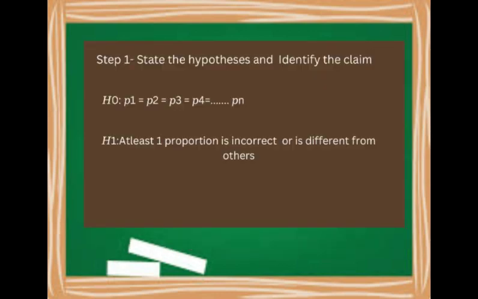Let's start with step 1, the hypothesis and finding the claim. The null hypothesis claims that proportion 1 is equal to proportion 2 equals proportion 3, and so on and so forth. For short, all the proportions are claimed to be distributed equally, while the alternative hypothesis states that at least one proportion is different from the others.